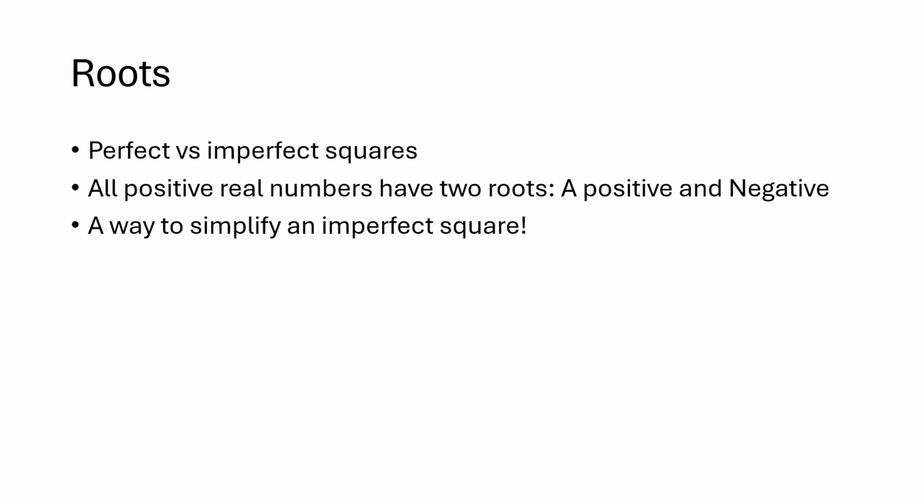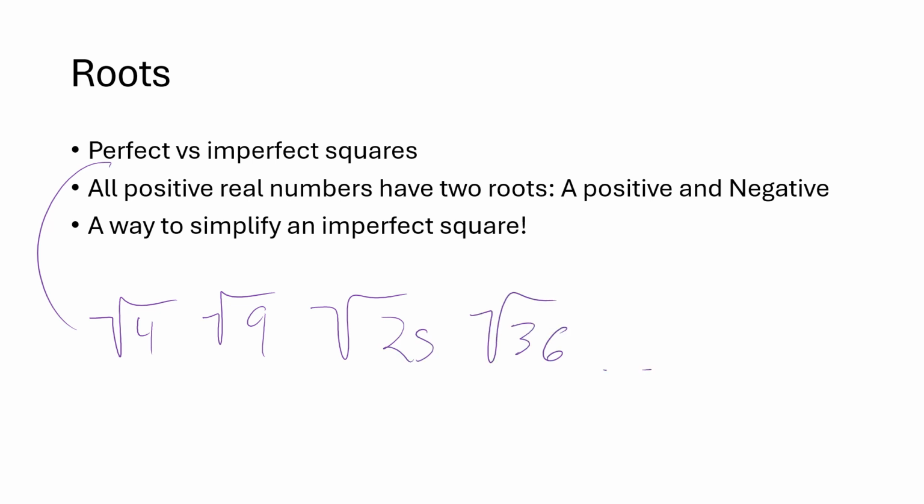Okay, roots. So roots, there's 2 types of square roots. These are called the perfect and the imperfect square roots. Perfect roots look like these: the square root of 4, square root of 9, square root of 25, square root of 36. These are called perfect roots because they can be simplified into whole numbers. I forgot about the square root of 16. 4, 5, 6.